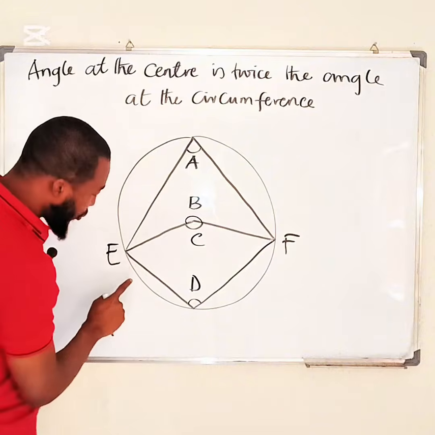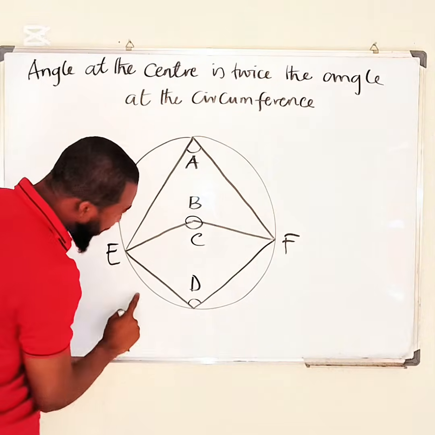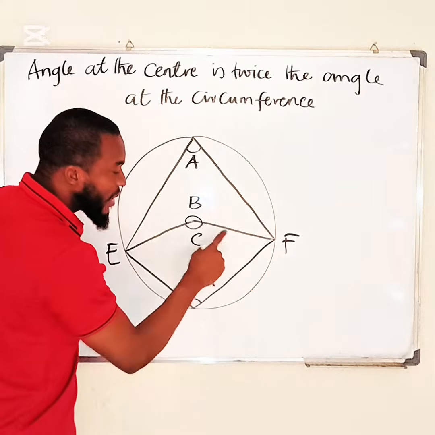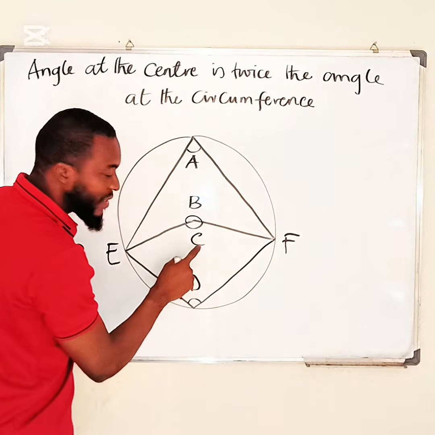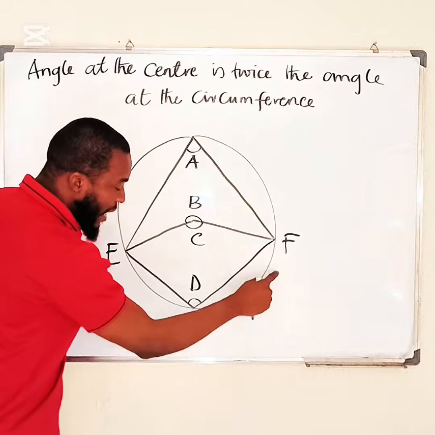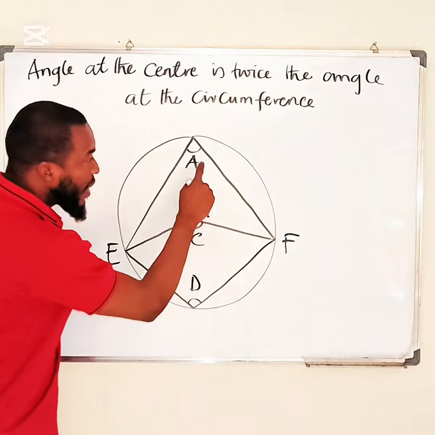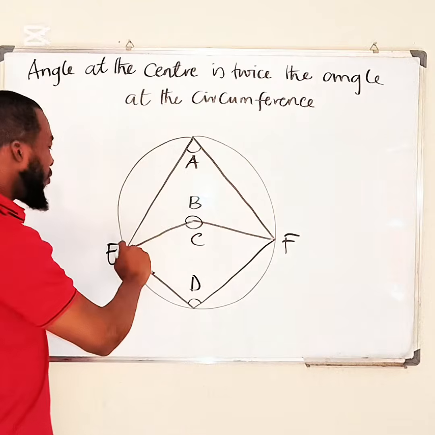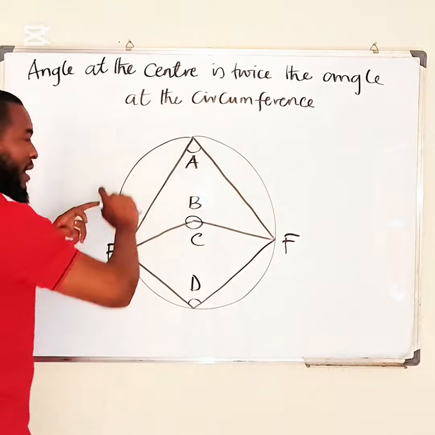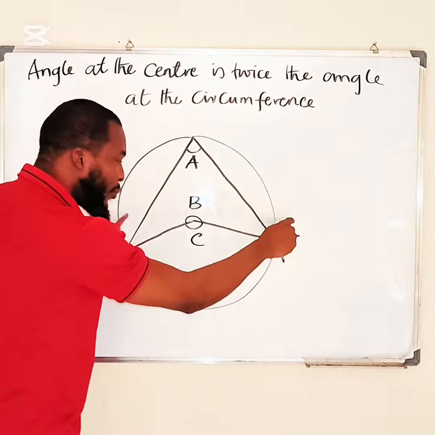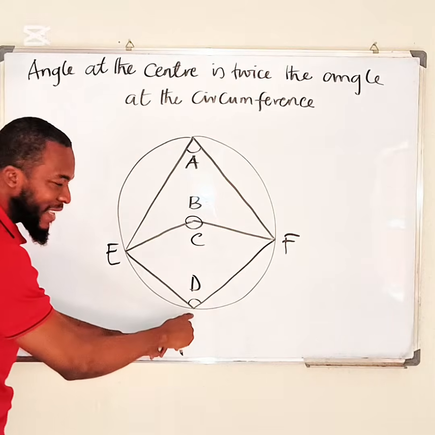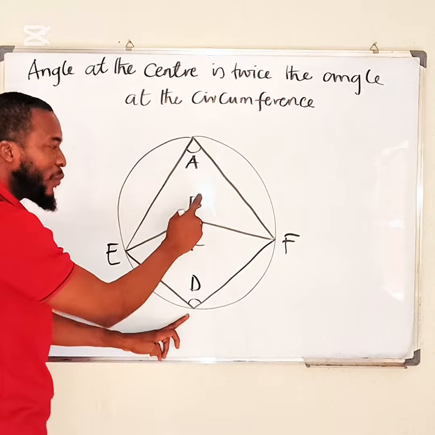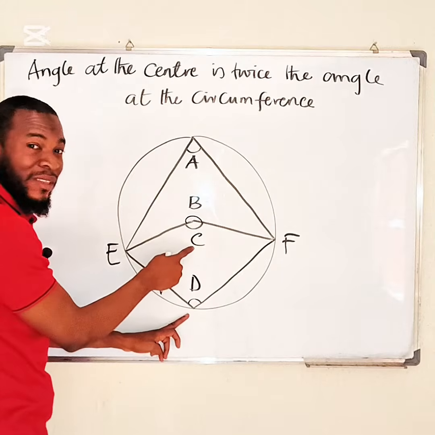So let's start with the bottom. You see we have EF. This is an arc that produces an angle to the center, which is C. The same arc EF produces another one to the circumference, which is A. But if you go to the other direction, EF like this, it produces this one to D. And it produces another one to the center, which is the reflex, which is B, reflex of C.